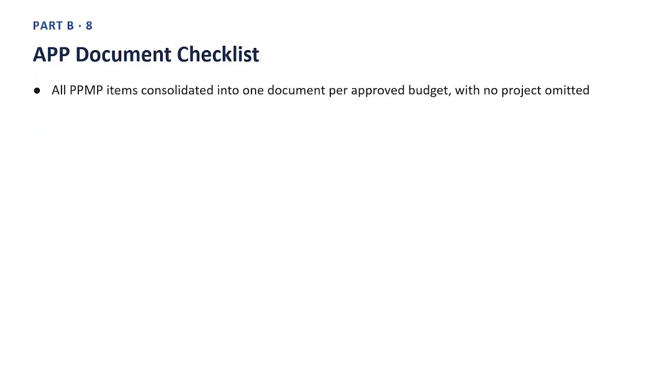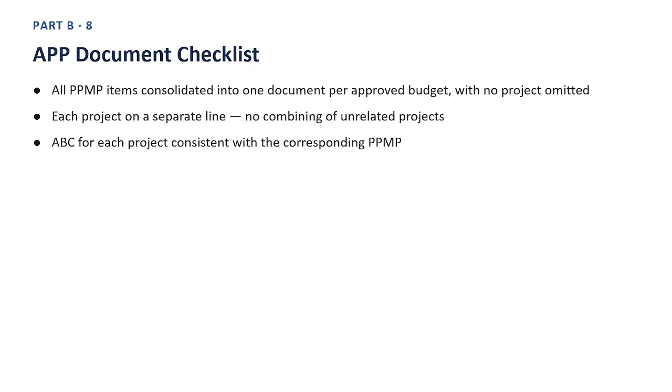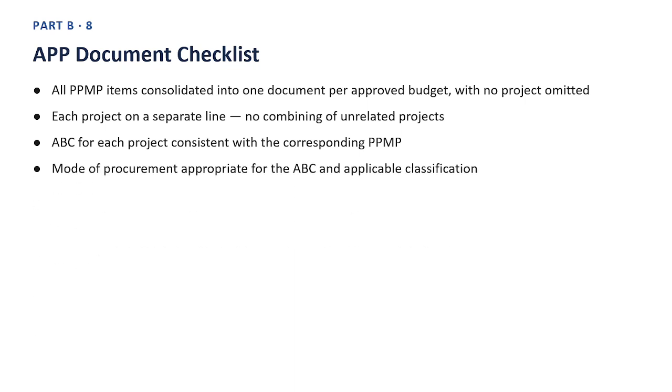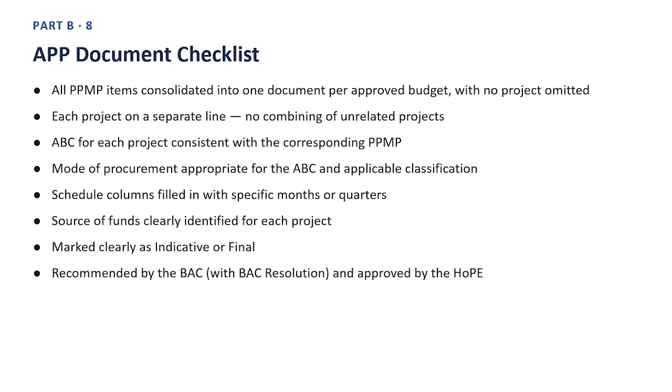Next slide. APP document checklist. Point 1. All PPMP items consolidated into one document per approved budget, with no project omitted. Point 2. Each project on a separate line, no combining of unrelated projects. Point 3. ABC for each project consistent with the corresponding PPMP. Point 4. Mode of procurement appropriate for the ABC and applicable classification. Point 5. Schedule columns filled in with specific months or quarters. Point 6. Source of funds clearly identified for each project. Point 7. Marked clearly as indicative or final. Point 8. Recommended by the BAC, with BAC resolution, and approved by the HOPE. Point 9.